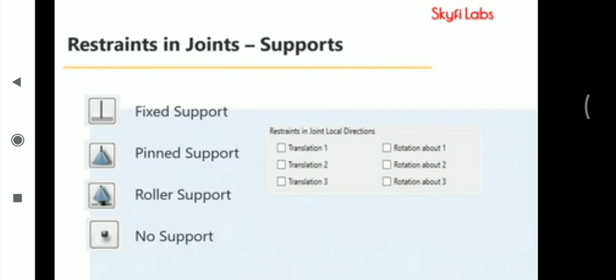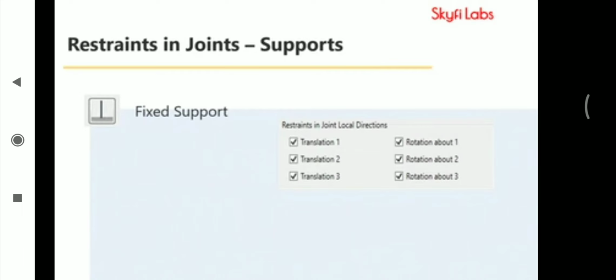The joint supports in a structural member are classified into 4 types, depending on these degrees of freedom. Each of these support types differ in the restraints to translational or rotational movement in the 3 coordinate axes. The fixed support provides restraints in all 6 degrees of freedom, that is translation in the 3 axes, and rotation in the 3 axes.